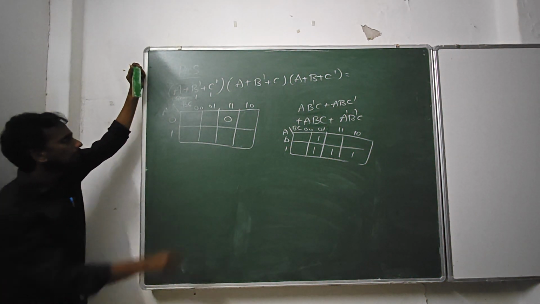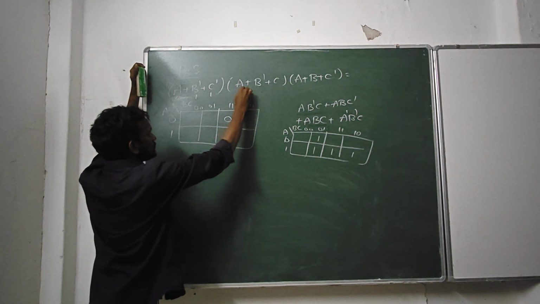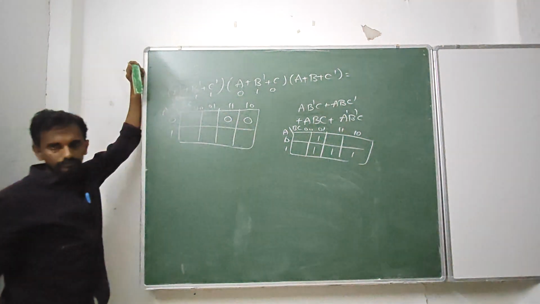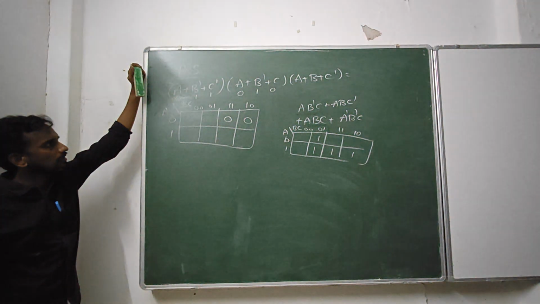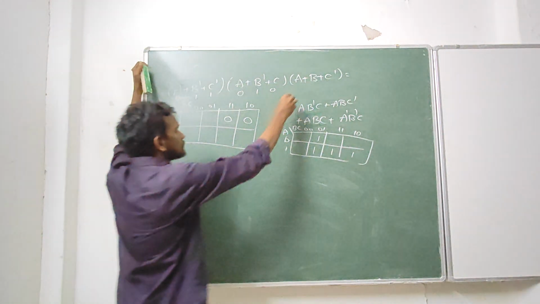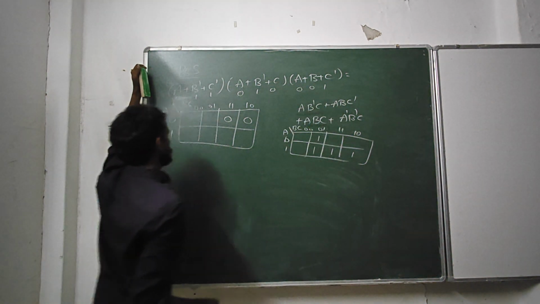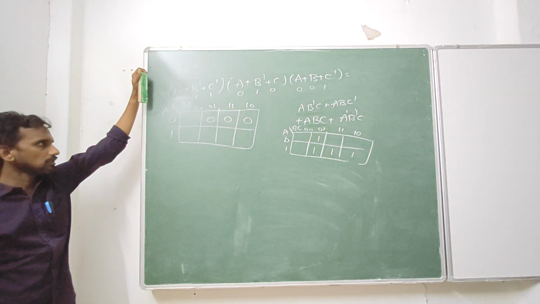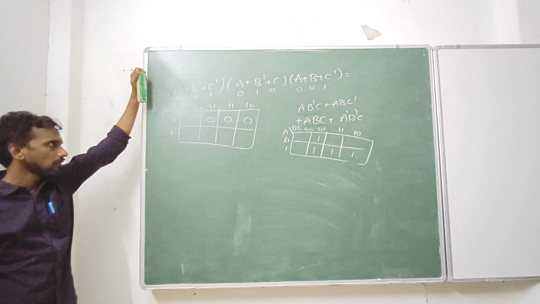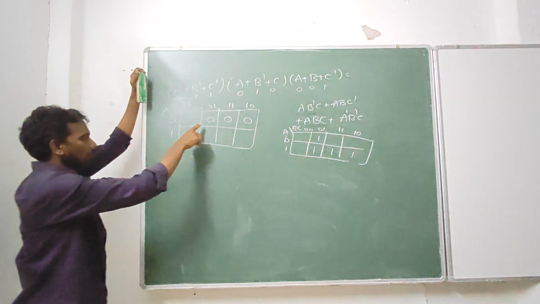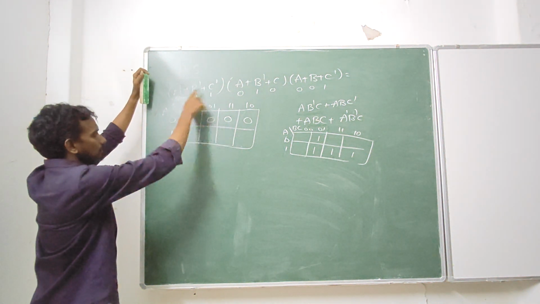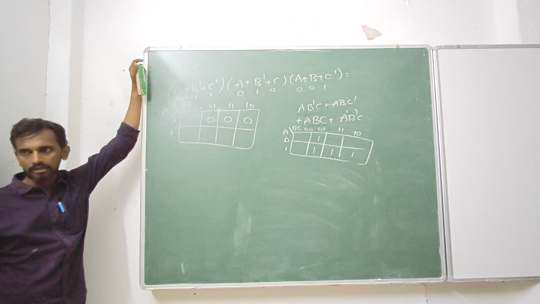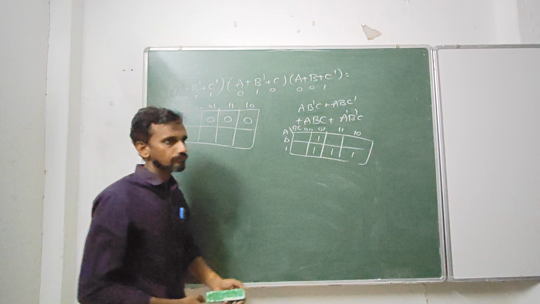Next one, a plus b bar plus c. So this is 0, 1 and 0. So 0, 1, 0. Here it is placed. Next one, a plus b plus c bar. So this is 0, 0, 1. So these are the three terms we have. And these are the locations where the terms will become 0. And that happens only for one combination, and we will consider that combination and place zeros over there.